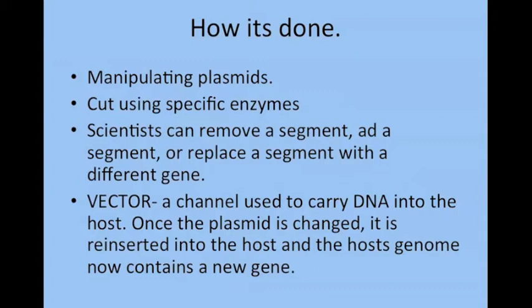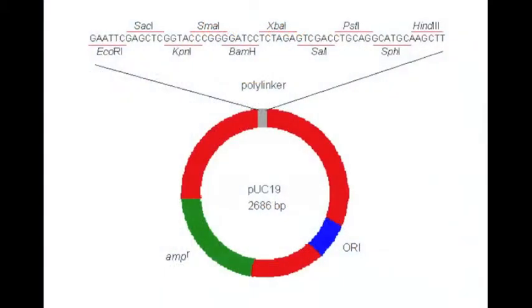Once the plasmid has been altered, it is referred to as a vector, which is a channel used to carry DNA into the host. Once the plasmid is changed, it is reinserted into the host, and now the host genome contains a new gene. This is an example of a plasmid.